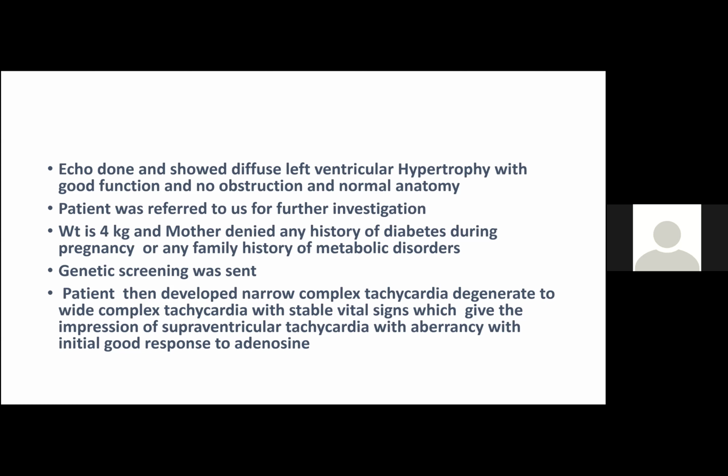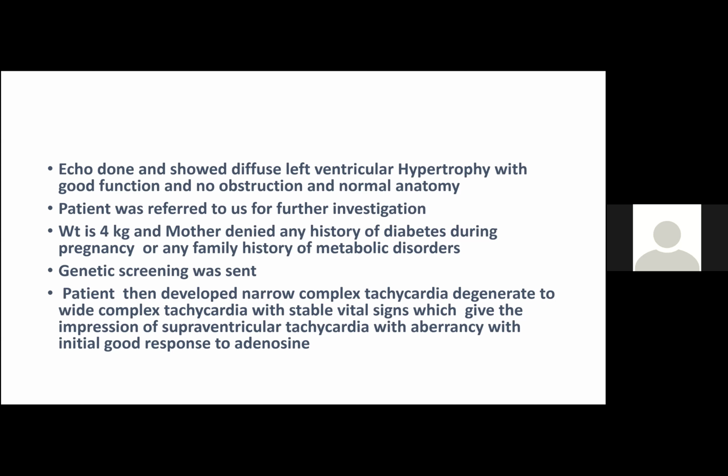Echo was done and showed diffuse left ventricular hypertrophy with good function, no obstruction, and normal anatomy. The patient was referred to us for this reason, the hypertrophy of the ventricle plus the arrhythmia. Weight is 4 kilograms, and the mother denied any history of diabetes during her pregnancy or any family history of metabolic disorder. Genetic screening was negative.